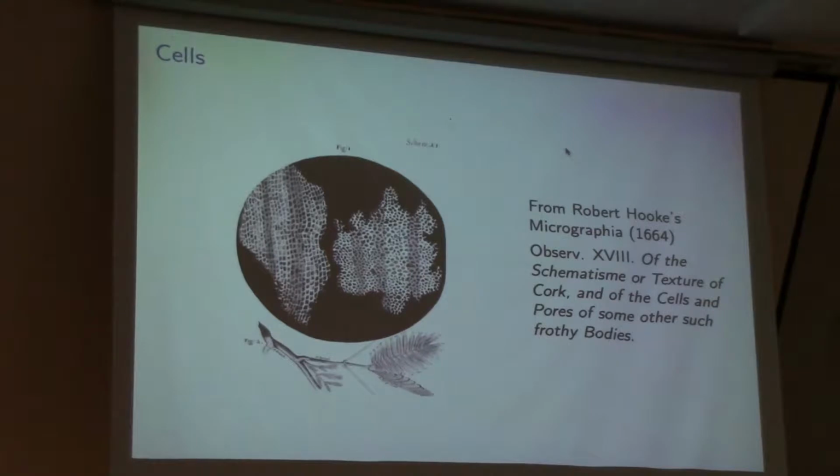He saw that the surface of the cork had these bumps. So what he did is he cut off a very thin sliver, and he looked at that on his microscope. This is a picture of the sliver. And he saw that it was made of these little kind of units. And he said they looked like monk cells, so he called them cells.